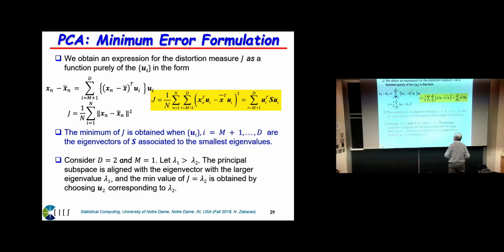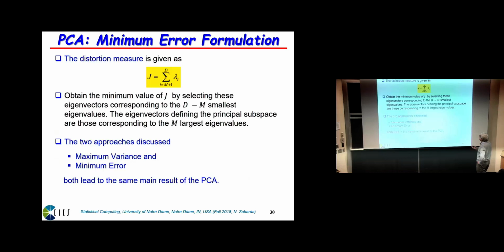So again, let's say you have a problem in 2 dimensions, and you decide only to do projections onto one line, in 1 dimension. Then the eigenvector u_1 is going to be the one corresponding to the largest eigenvalue. The vector corresponding to the orthogonal subspace will correspond to lambda 2, and the minimum value that you will get here will be equal to lambda 2. So the distortion measure is basically what you see here: the summation of the eigenvalues from M plus 1 to D.